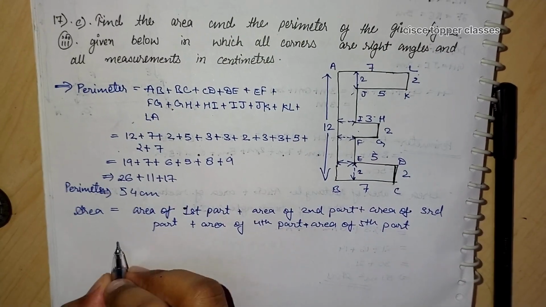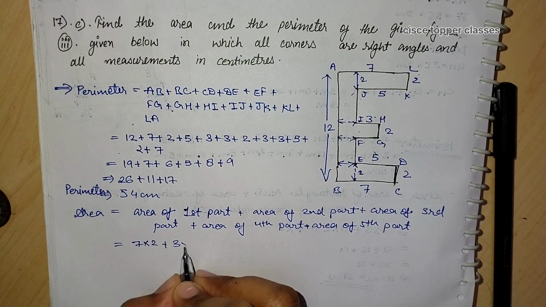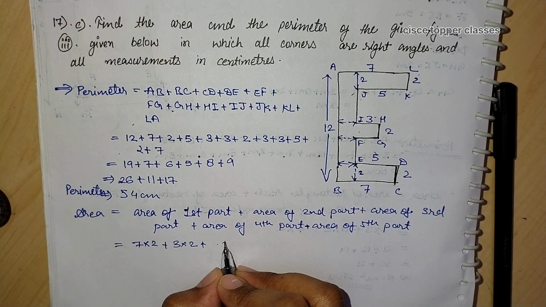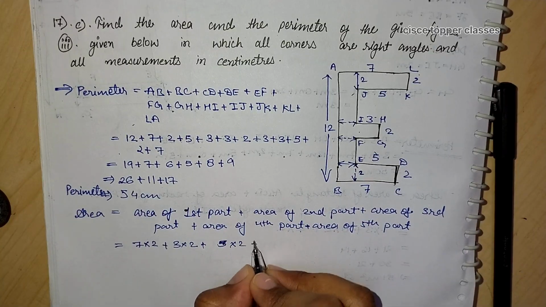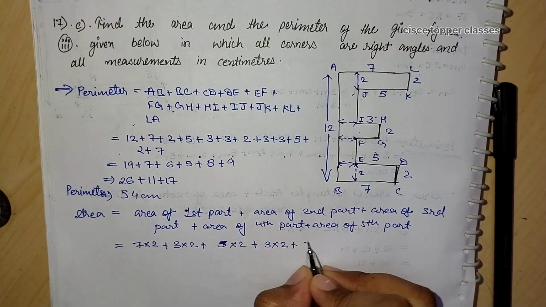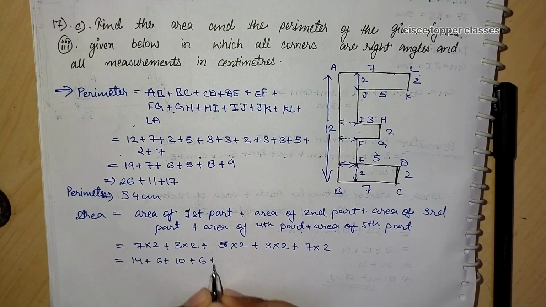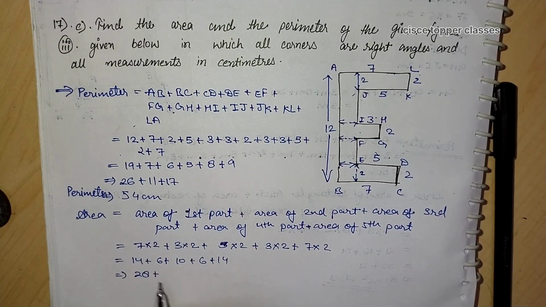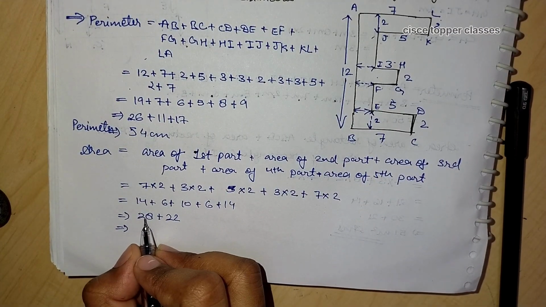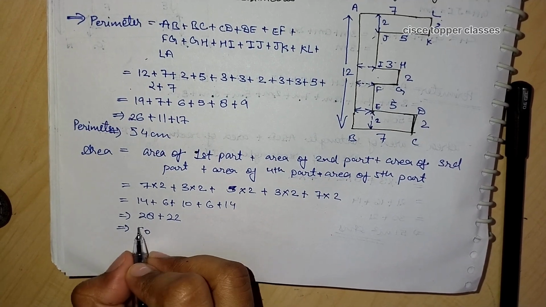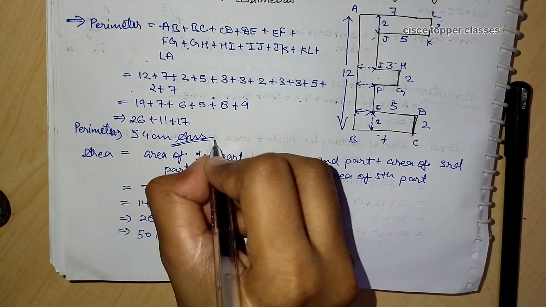So we can write the first part as 7 into 2 plus second part will be 3 into 2 plus, here it will be 3 plus 2 will be 5, so 5 into 2 plus 3 into 2 plus 7 into 2. So we can write this as 14 plus 6 plus 10 plus 6 plus 14. This will be 28 plus 12 plus 22. So it will be here 8 plus 2 will be 10, and 10, 3, 4, 5, 50 centimeter square. So this is the area of this figure, and this is the perimeter of this figure here.